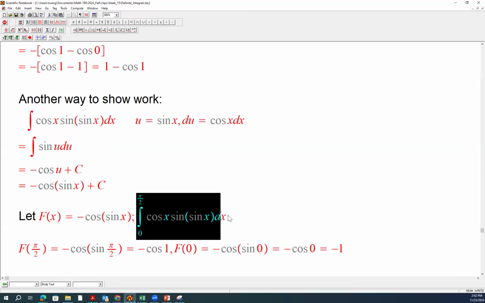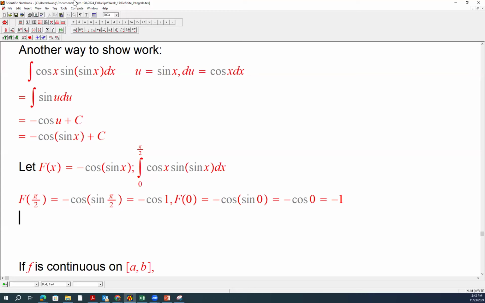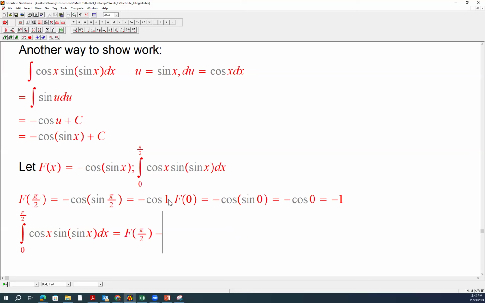And the final answer for our question, according to the fundamental theorem of calculus part 2, will be capital F of pi over 2 subtracting capital F of 0. You see? And then just wrap it up. So this equals negative cosine 1 minus negative 1. In the end, we still get 1 minus cosine 1.